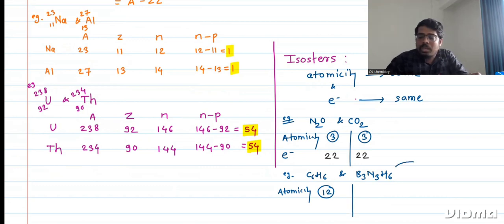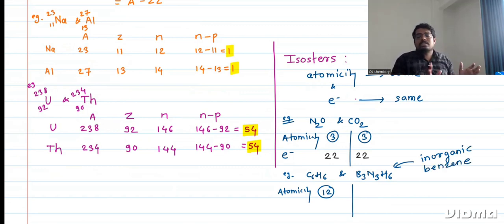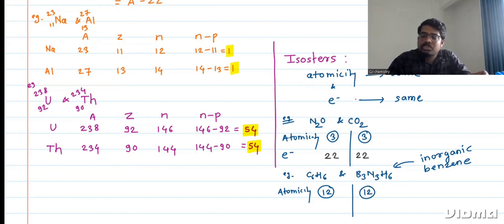And this compound is known as what? Inorganic benzene, because its shape is the same as benzene, planar. It is a planar molecule. Inorganic benzene is also known as borazine or borazole. So let us find the value of atomicity. So 3 plus 3 plus 6. How many atoms are there? Here also a total of 12 atoms are there.